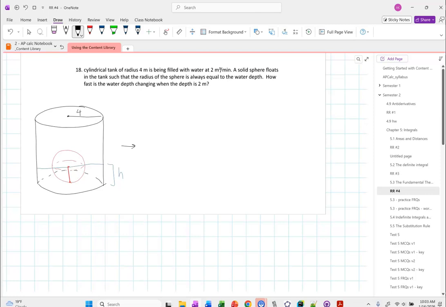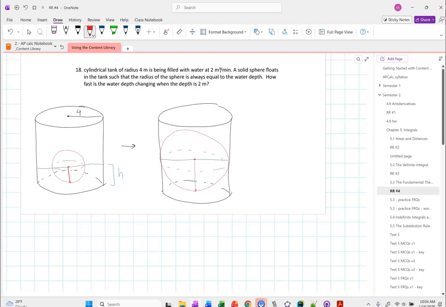So let's do this again, right? If you're having trouble picturing things, I like to draw a second picture that shows how things have changed with time. So that's my new water height. So this is now the radius of my sphere. The sphere has grown now so that the radius of the sphere is still the same as the height of the water.